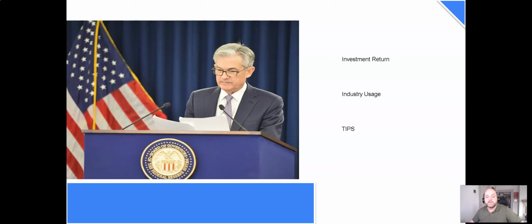One easy way to see a proxy for real interest rates in the United States, the world's largest economy, is to look at the yield on treasury inflation protected securities.